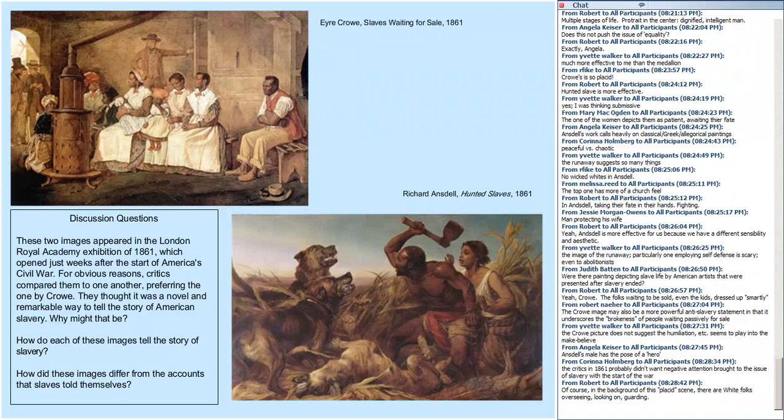Critics in 1861 probably didn't want negative attention brought to the issue of slavery with the start of the war. Again, like New York City, Britain is in a complicated place. They have both anti-slavery activists and pro-slavery people who are making a lot of money from American cotton. So it's a hot political issue there, like it would have been in New York.